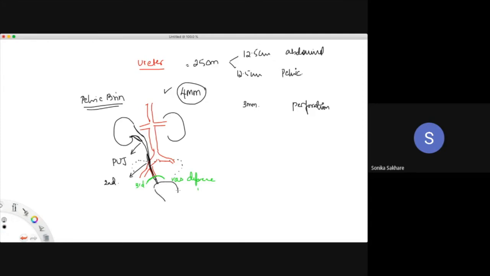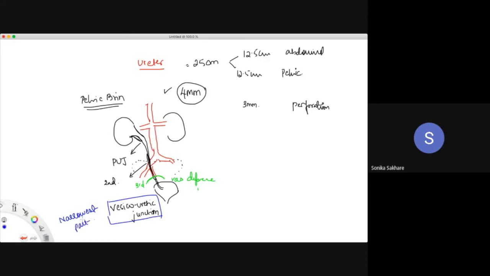Okay, fine. So next, it is going to enter the bladder. Here you have the intramural part of the ureter. Correct? This is called the vesico-ureteric junction. So, which is the narrowest part now? The vesico-ureteric junction is the narrowest part of the ureter.